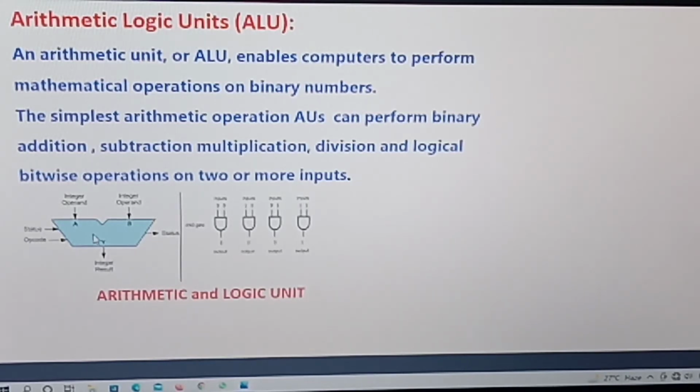This is integer operator. This is integer operand. Among these are the variables A and B. And this is the picture of OR gate.